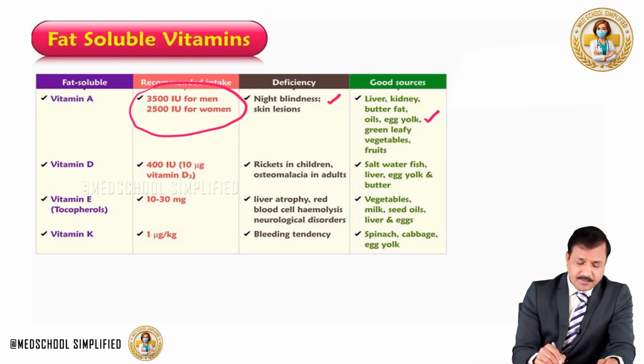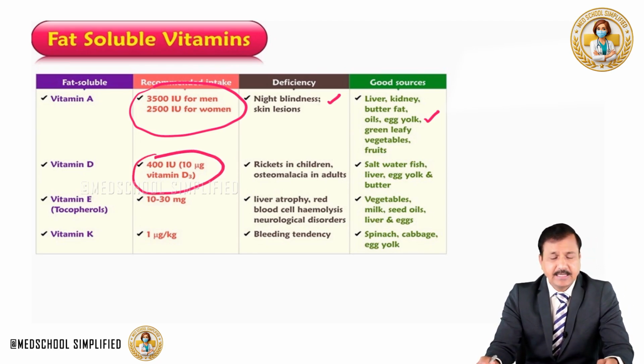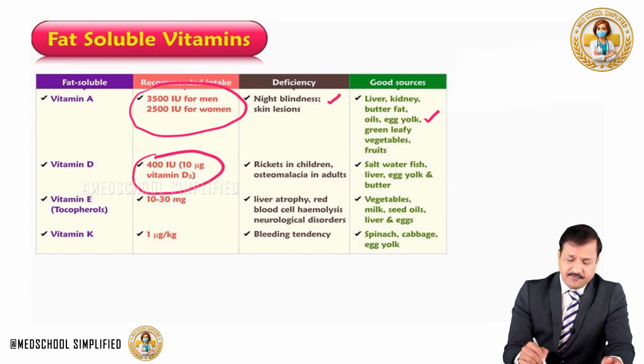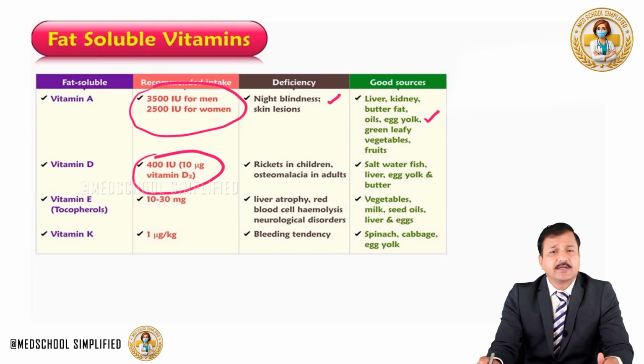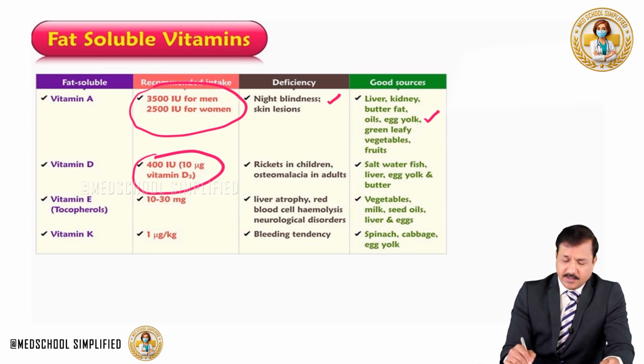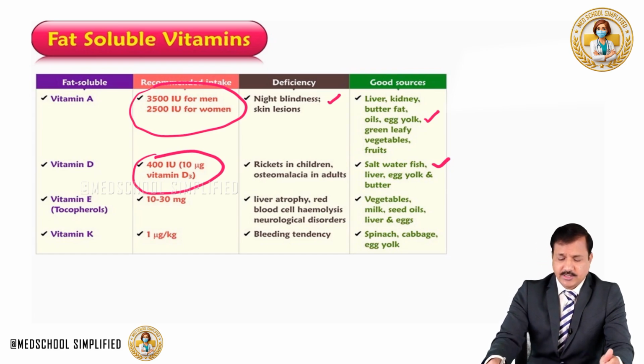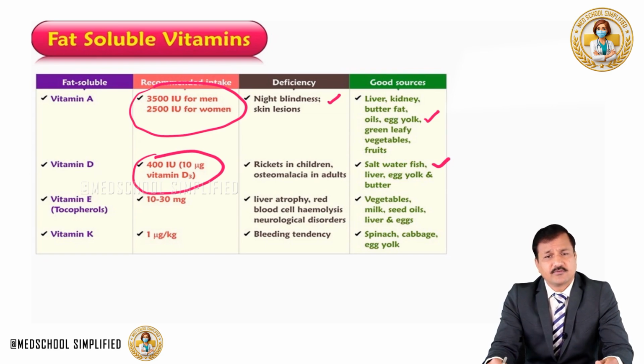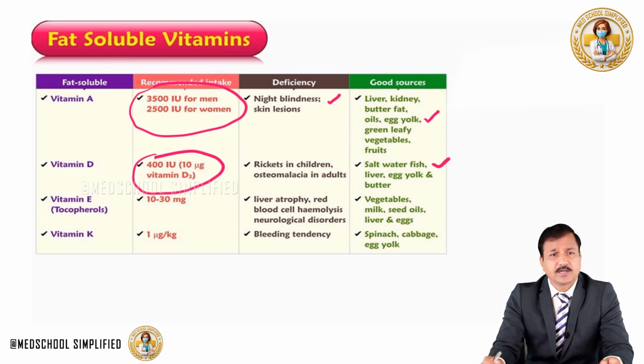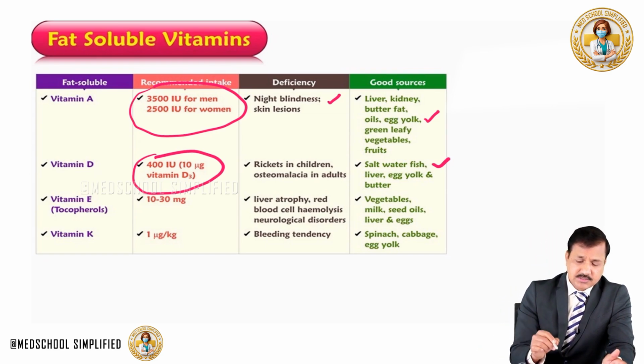Coming to vitamin D, the recommended dietary allowance for vitamin D is 400 international units. Deficiency of vitamin D in children leads to rickets. In adults, it will lead to osteomalacia. And vitamin D is synthesized in the skin. Upon exposure to sunlight, vitamin D can be synthesized, and also it is available from saltwater fish, liver, egg yolk, butter. Those are the sources of vitamin D.